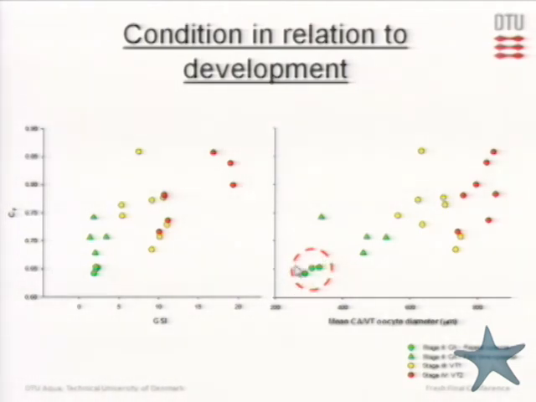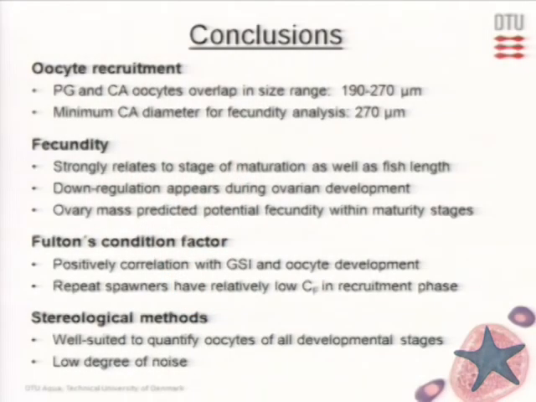If we look at these repeat spawners with the cortical alveoli, they are here in the circle. And these repeat spawners actually had both a very low condition and very small oocytes. And we wonder whether these fish may be skip spawning or they could belong to another population. We are now looking at the otoliths to evaluate whether it is possible to see previous spawning check marks and from the shape identify the stock.